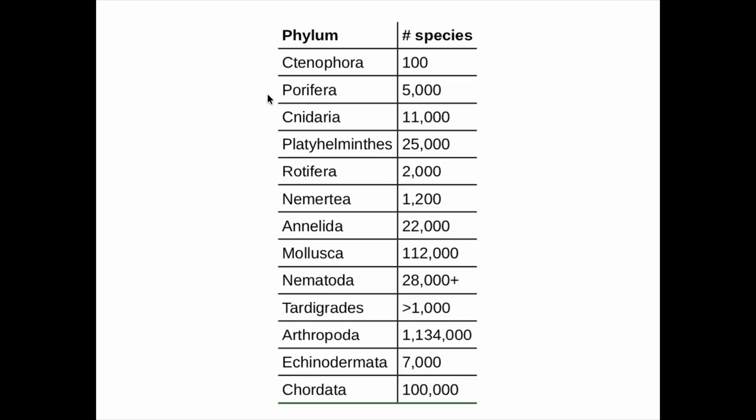There are about 5,000 species of sponge, maybe 11,000 cnidarians. I said Mollusca was pretty big, and that had a little over 100,000 members. But look at Arthropoda, 1.1 million species. That's over 10 times the number of species as the next leading competitor, Mollusca. And here's us down here. We're going to be part of Chordata. And way more arthropods than vertebrates or chordates.